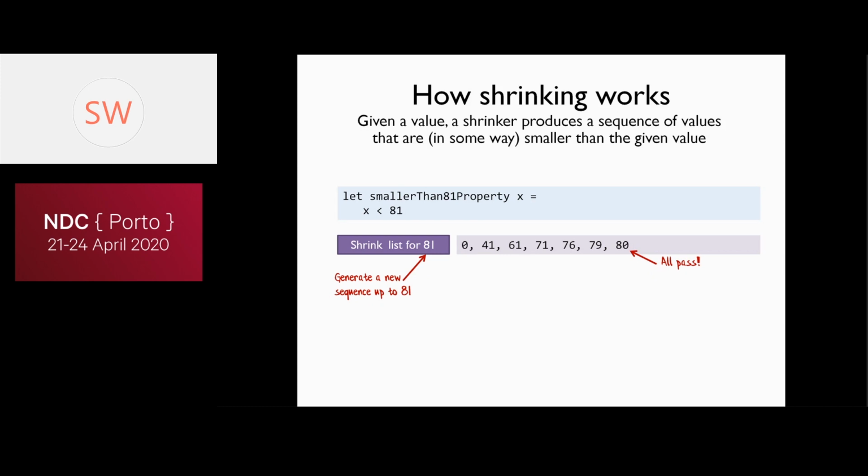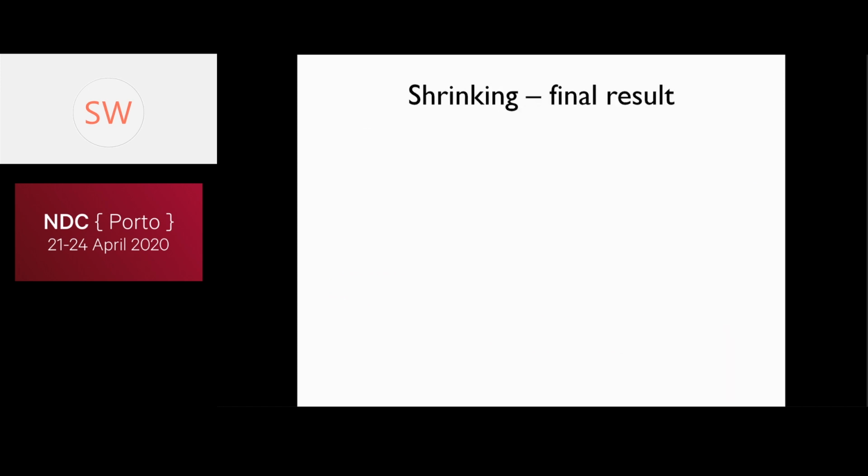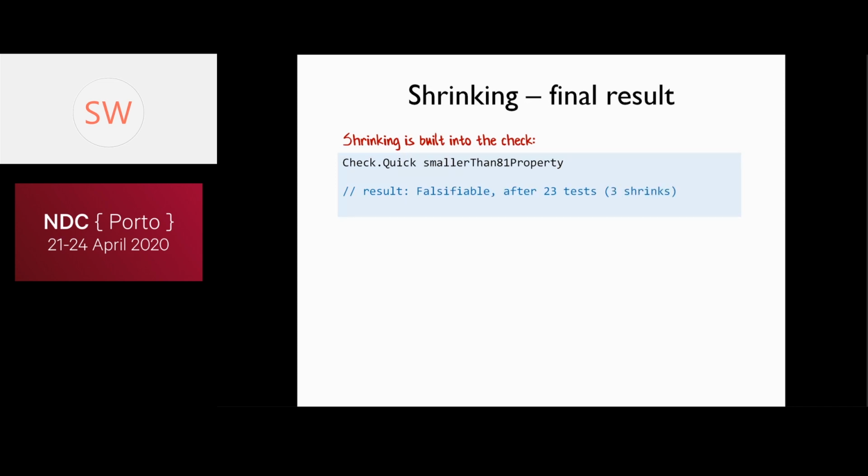So we know that all the ones up to 81 pass, but 81 fails. So it has figured out that 81 is the smallest failing input, which is great. When we run this interactively, it says the answer is it's falsifiable, meaning that there are some values where the property is false. It did 23 tests, it did 3 shrinks, and the smallest failing one is 81. So it literally tells us where the boundaries are in our errors, which is really nice.